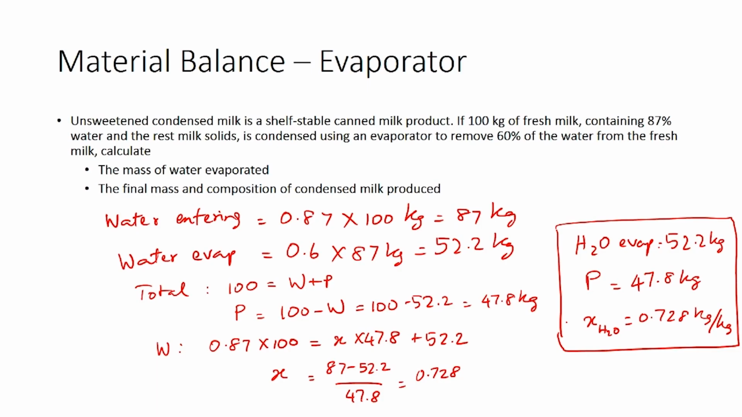Substituting all these values, we have calculated the value for x, and finally we understand the amount of water that has been evaporated and the amount of product which has been formed and the concentration of water in the condensed product. I hope you were able to follow this problem without much difficulty. So, we will move on to the next concept.